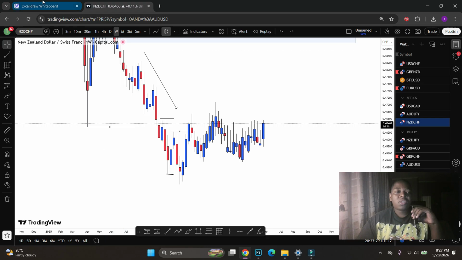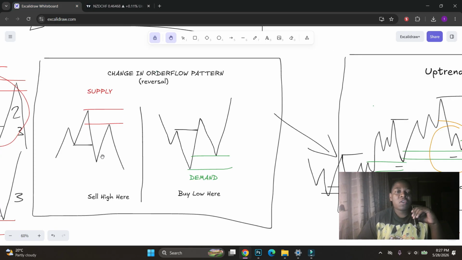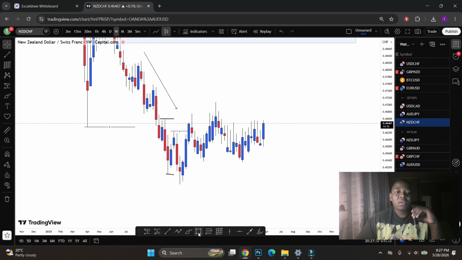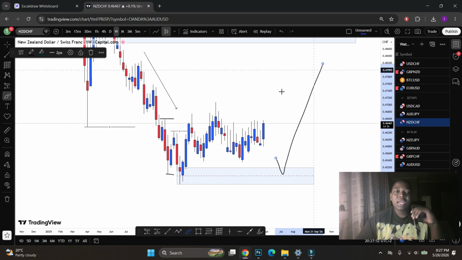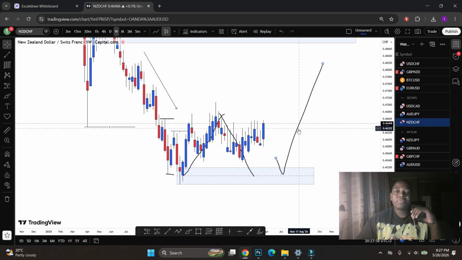After a change in order flow, let's go back to our whiteboard. After a change in order flow for a buy, what do we look for? We look for a demand zone. This is where we buy. And where's our demand zone? The last bearish candlestick before the move up, which is this one. We're going to wait for price to do what? To come here so that we can buy this market to take us there. So it's wave 1, wave 2, wave 3. Simple as that.